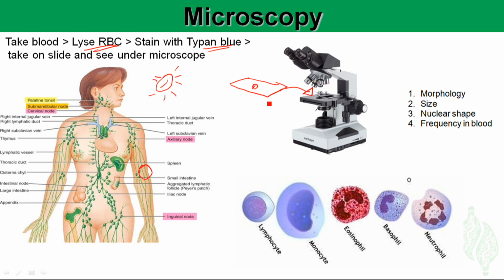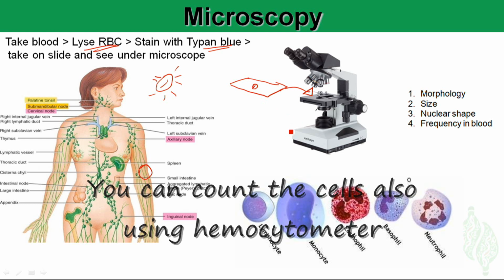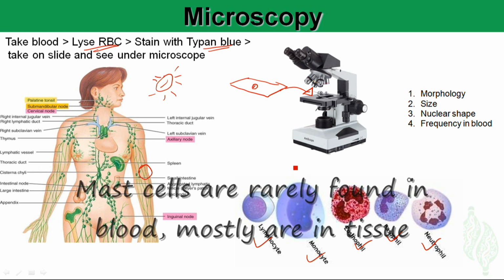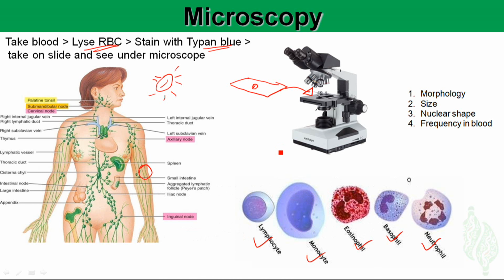then you can see a lot of cells on the slide, and those cells are basically the leukocyte, and the leukocyte comprises the lymphocyte, monocyte, eosinophil, basophil and neutrophil, all of the immunological cell. But since the lymphocyte and the neutrophil are the most abundant cell in the blood, you will mostly see the lymphocyte and neutrophil.